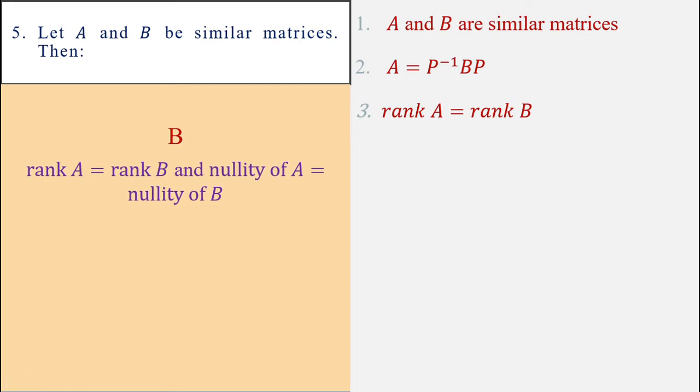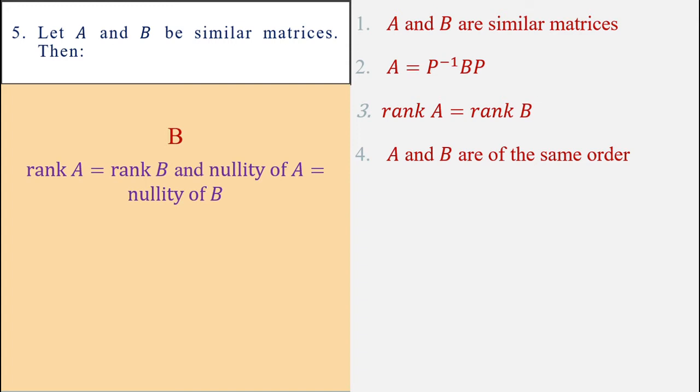And as A and B are similar matrices, that means A is equal to P inverse BP, where P and P inverse are square matrices of the same order. So the orders of A and B are also the same. Now we have rank of A equal to rank of B, and order of A equal to order of B. But by the rank nullity theorem, rank plus nullity of a matrix is equal to the number of columns of that matrix. So rank of A plus nullity of A is equal to the number of columns of A.